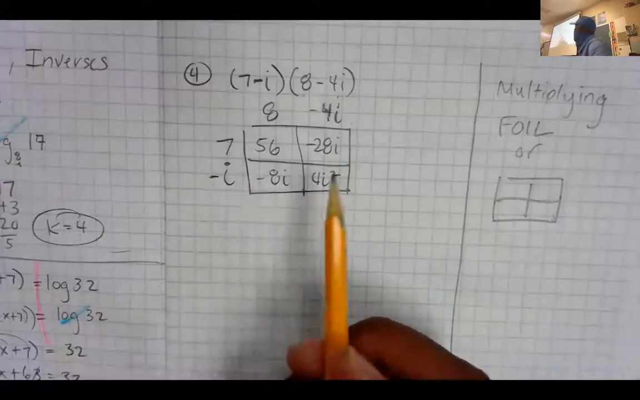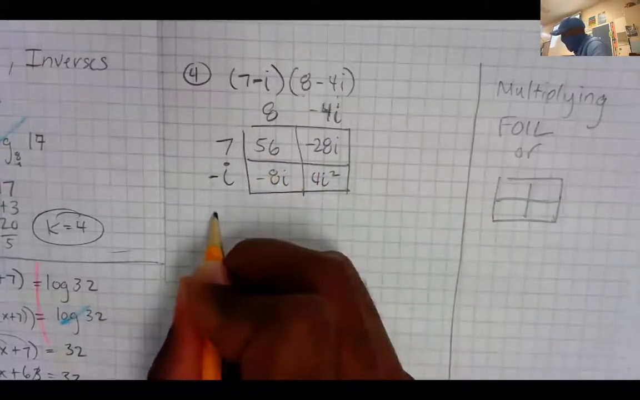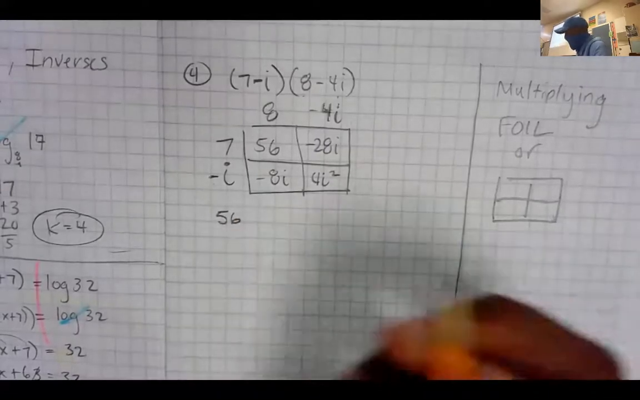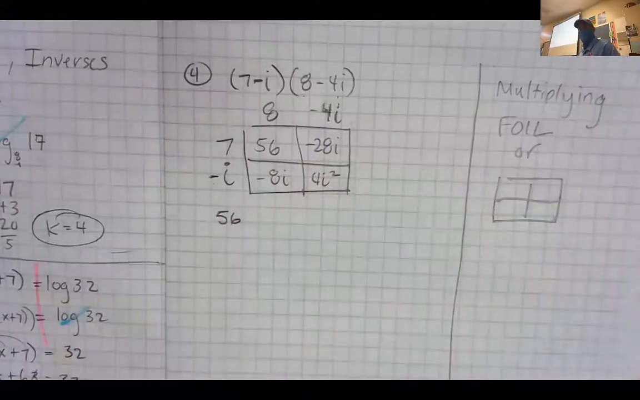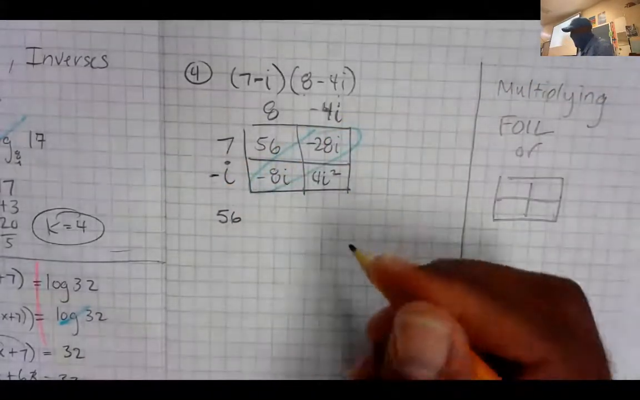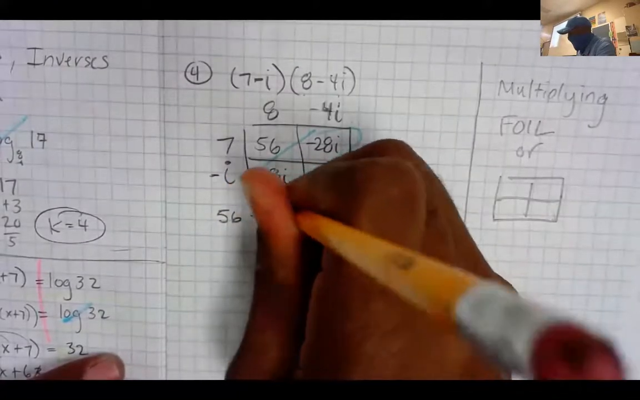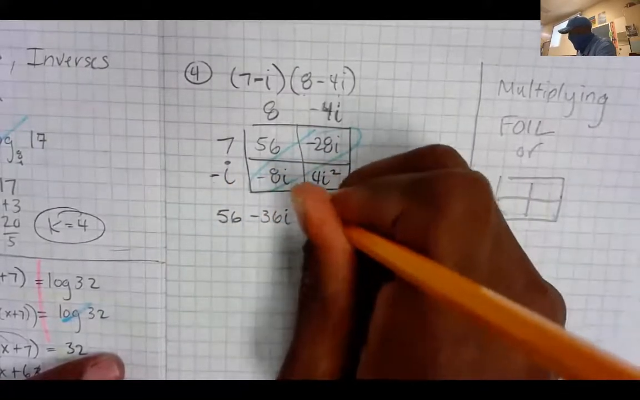All right, now let's write those out. I'm going to start with the real part, 56. And then we have some like terms in there. So remember, these are like terms. So negative 8i plus negative 28i is negative 36i. And then plus 4i squared.